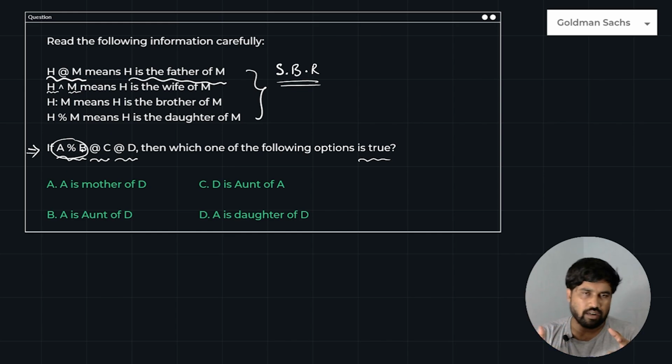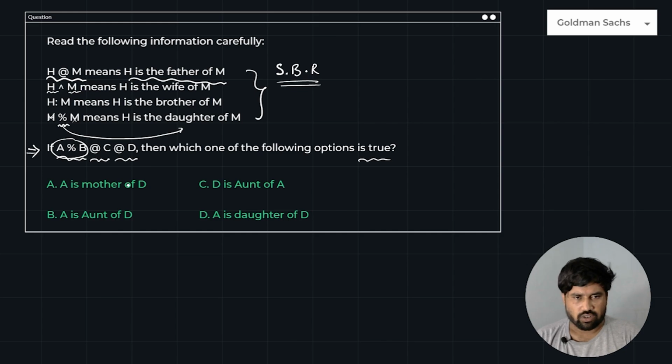So don't do that. Try to improve your speed in doing these concepts by a lot of practice, right? So you need to practice a little bit. Here, A percentage B. So just look at the percentage, don't look for the persons. It may waste your time or it may confuse you. Okay, percentage means daughter. So A is daughter of B. This is how I will think.